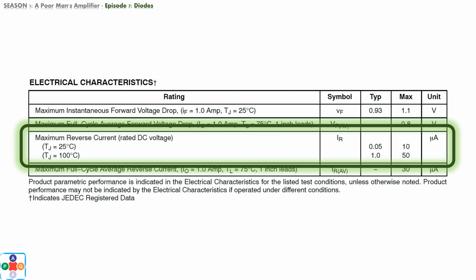Since the reverse current is so small, it measures in the range of 10 to the power of -6, so for all practical purposes, in most circuit calculations, this parameter is simply ignored.